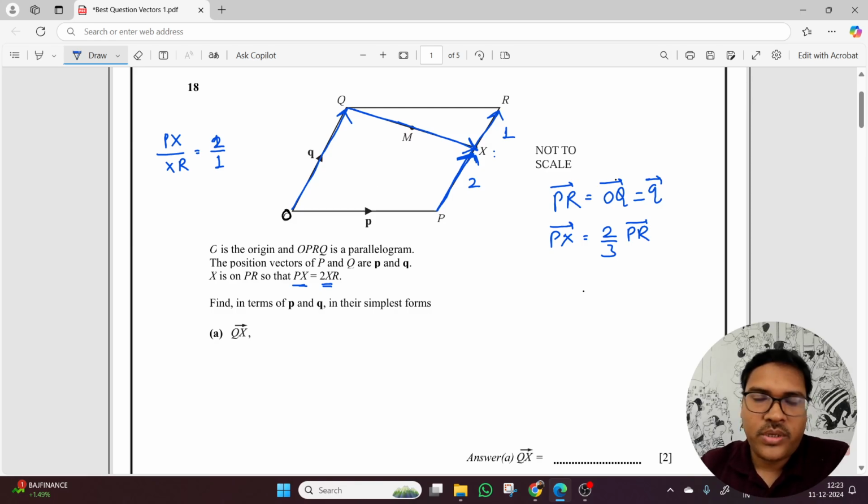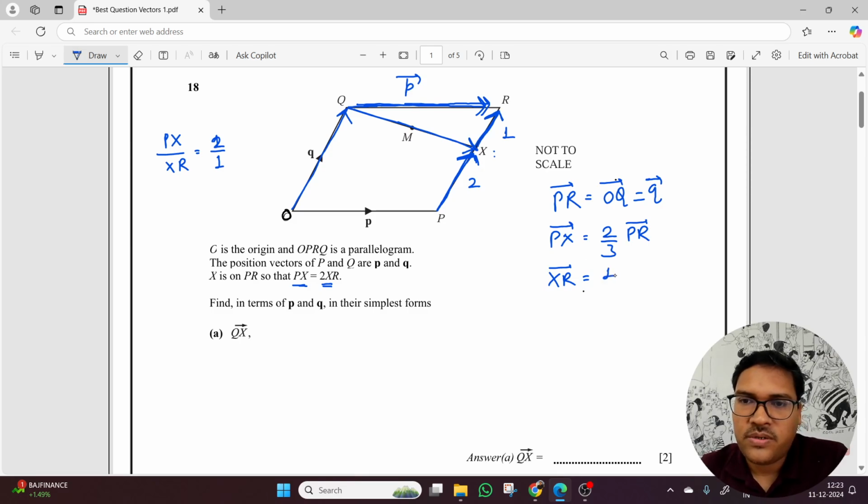Okay. So for QX vector, let's see. You can see here, I can write this vector also. This vector you can easily see. What is this vector? This is P vector. And this vector, you can say, is XR vector. This is 1/3 of PR vector, right? Because again, the ratio and direction, you can easily understand this, right? Now, how will you get QX vector?